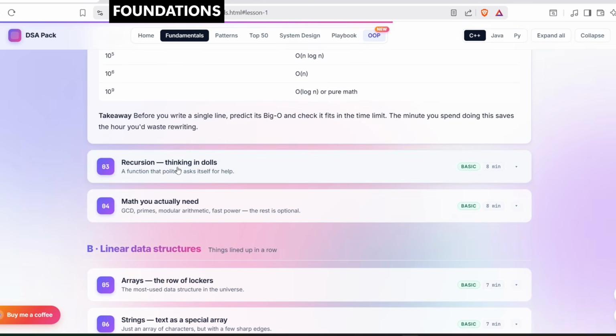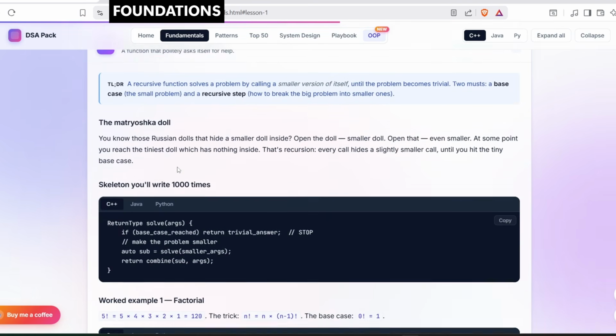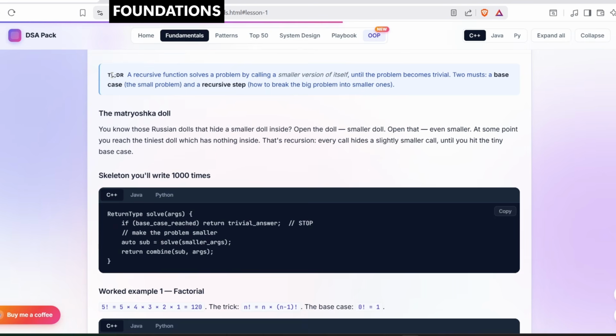Next, we have our next topic, recursion: thinking in dolls. So let me give you a complete overview of recursive functions. A recursive function solves a problem by calling a smaller version of itself until the problem becomes trivial. Two musts: a base case, the small problem, and a recursive step, how to break the big problem into smaller ones.